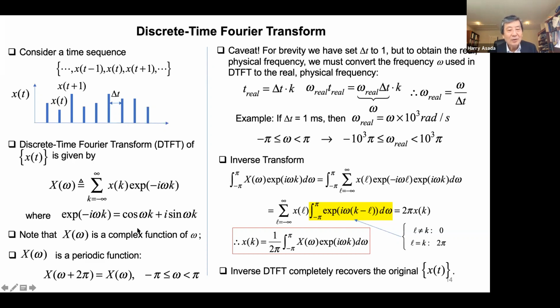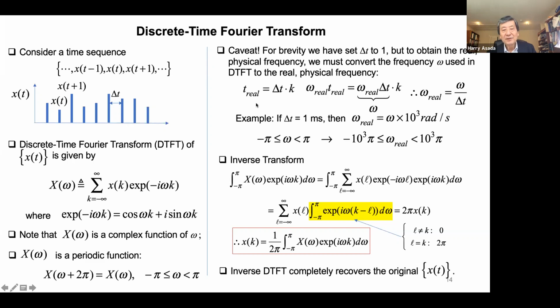Well, the one caveat is that for brevity we have set the delta t, the sampling interval, to 1. But to obtain the real physical frequency, we must convert the frequency omega from the DFT to the real physical frequency. So this omega is a very special one, and we need to convert it back to real physical frequency.